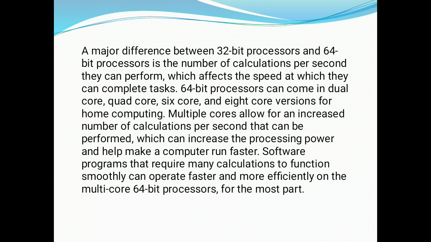64-bit processors can come in dual-core, quad-core, 6-core, and 8-core versions for home computing. Multiple cores allow for an increased number of calculations per second, which can increase the processing power and help make a computer run faster. Software programs that require many calculations to function smoothly can operate faster and more efficiently on a multi-core 64-bit processor for the most part. Then what are the advantages of 64-bit over 32-bit?